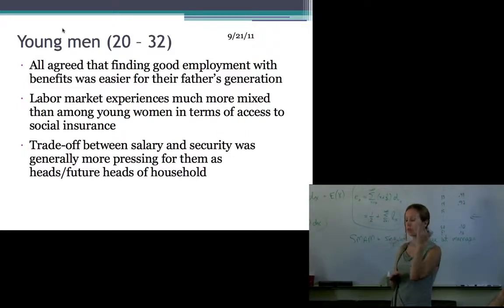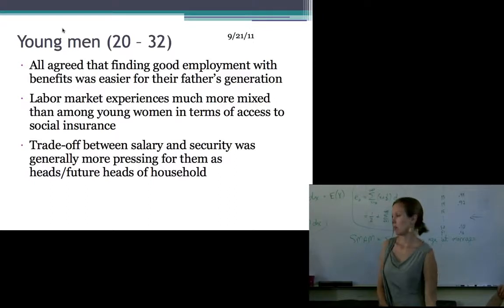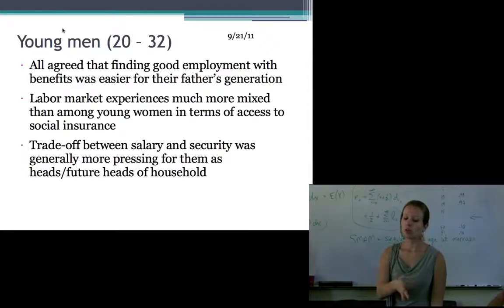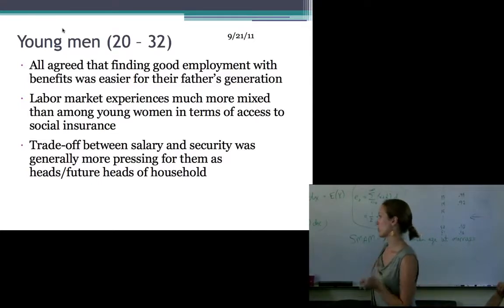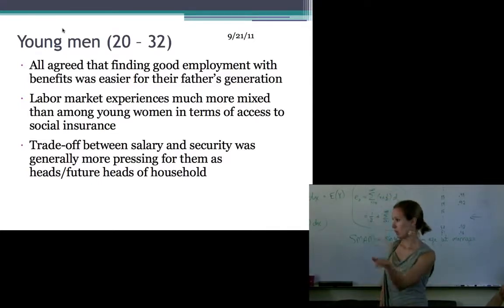The few who had actually found formal sector employment, either in the public or private sector, had all worked in the informal sector before, and were sort of the lucky ones who had found stable jobs. And everybody took them, even if they weren't paid that much, because of that security. So a lot of the ones who are in the informal sector, I'll get to this a little bit more, the trade-off between salary and security was much more pressing for them. The young women, they would take security. They don't care what the salary is. The young men actually have to think about this quite a lot more.